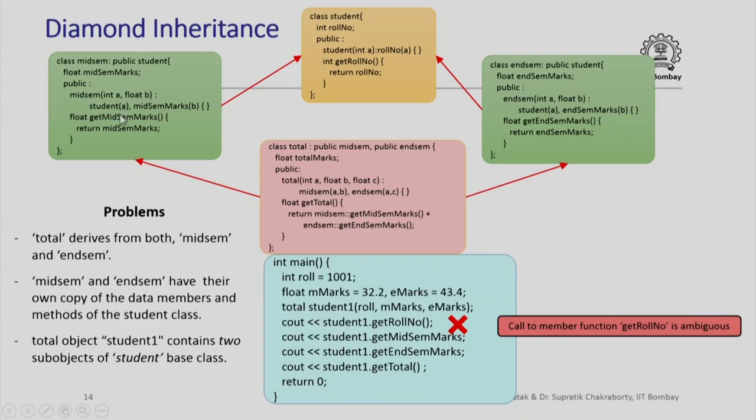I am talking about this method of this base class for this derived class. Similarly, for student1 dot get endsem marks, there is no ambiguity. So the question now is, how do we prevent this in a C++ program? How do we say that I do not need 2 copies of the student class, I just need 1 copy of it? I am trying to talk about the same student when I instantiate an object student1 of the class total. So in C++ there is a way to do this using what is called virtual derivation.